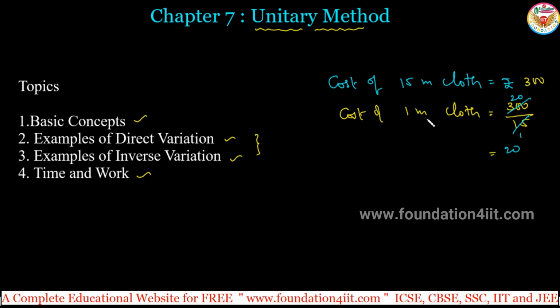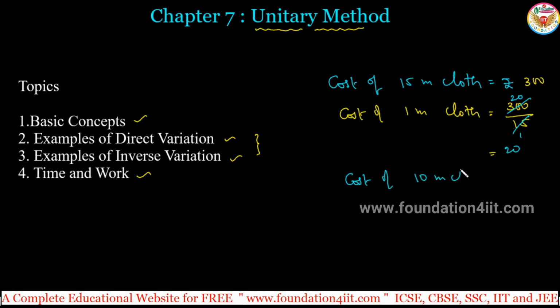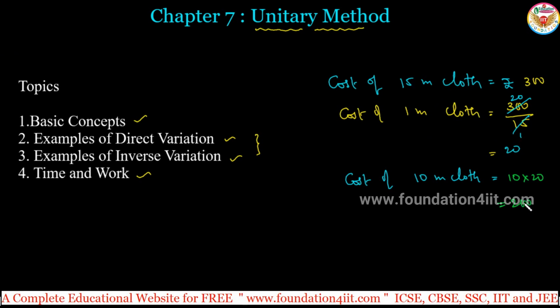And if the number of meters increases, okay, if you want to find the cost of 10 meters of the same cloth: 10 meters cloth, right? So 1 meter is 20 rupees, then 10 meters is 10 into 20, so 200. These types of examples come under direct variation. So an increase in one quantity causes an increase in the other.